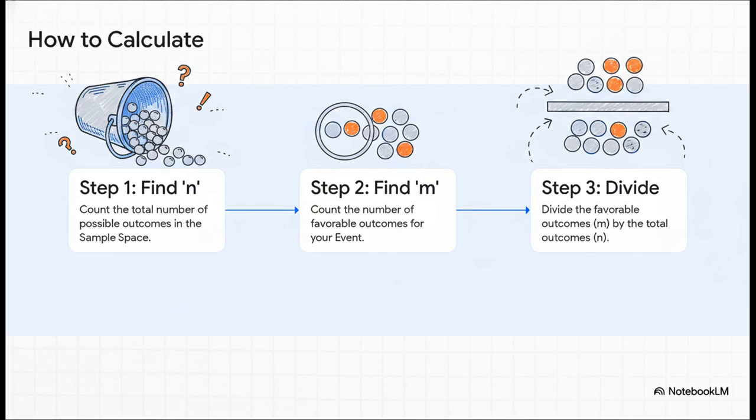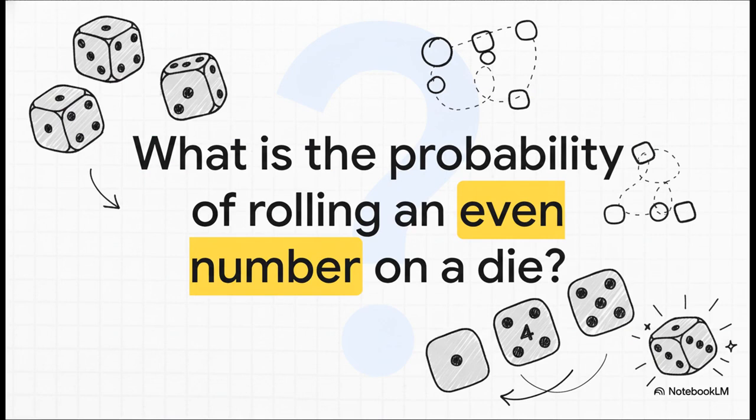Seriously, think of it like a 3-step recipe. Step 1, you count all the possible outcomes you could get. That number is your n. Step 2, you count only the outcomes you actually want, your specific event. That's your m. And for step 3, you just divide m by n. That's it. Okay, let's put this recipe to the test with a classic example.